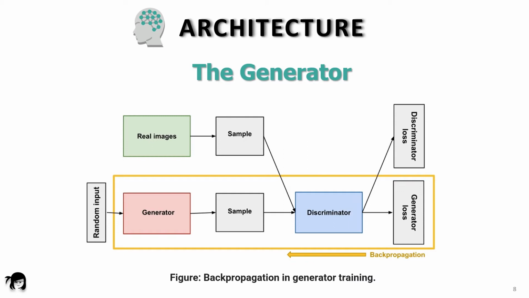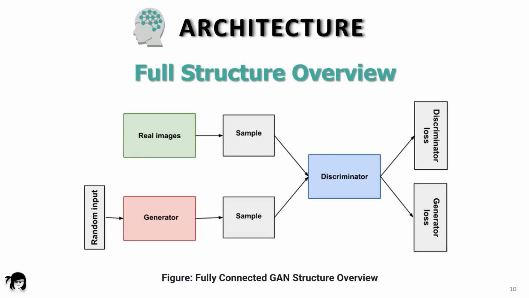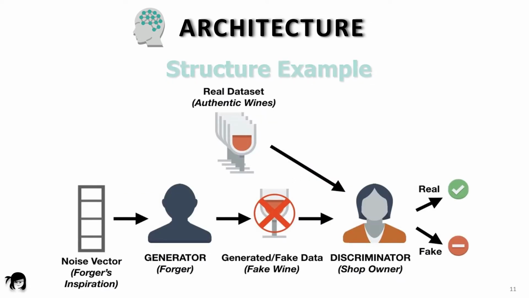Then, discriminator training. The discriminator training data comes from two sources. Real data instances, such as real pictures of people. The discriminator uses these instances as positive examples during training. And fake data instances created by the generator. The discriminator uses these instances as negative examples during training. This is the entire structural overview of a vanilla GAN model.